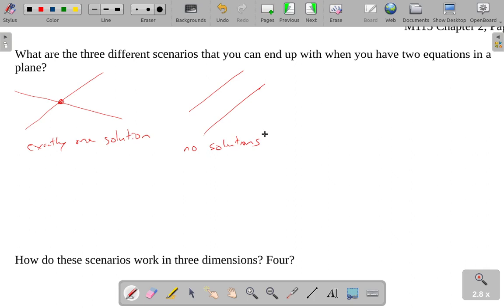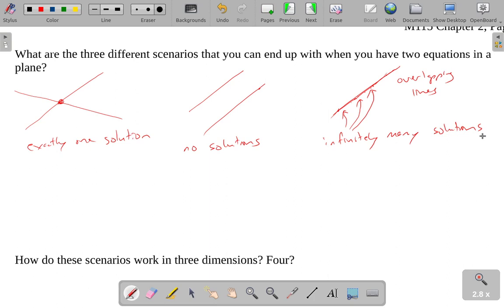And this third possibility is a little bit harder to think of because most people kind of rule it out, but what we have here is overlapping lines. Everything that satisfies the first equation is on here. Everything that satisfies the second equation is also on there. So that means that's a solution to both equations, thus a solution to the system. That is, there are infinitely many solutions.